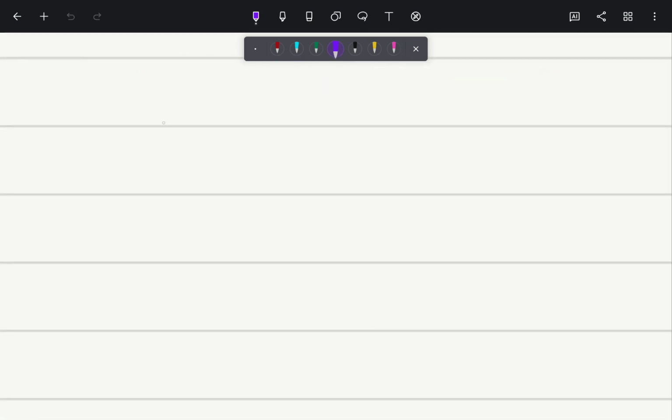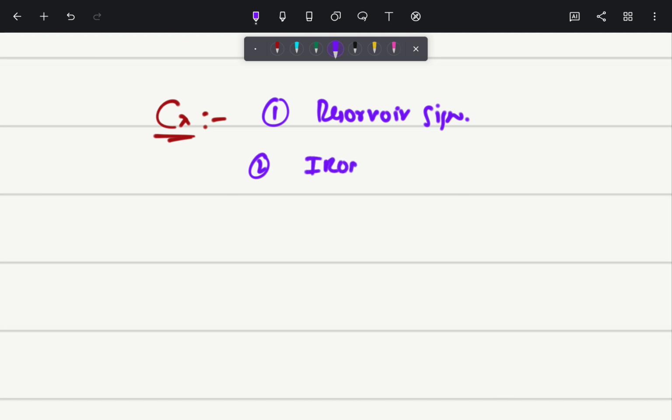Aside from that, what are the clinical signs of this patient? The first one was your reservoir sign. I already told you. There will be profuse pus formation. The second one is your ironing of mastoid surface. Now what is this ironing of mastoid surface?